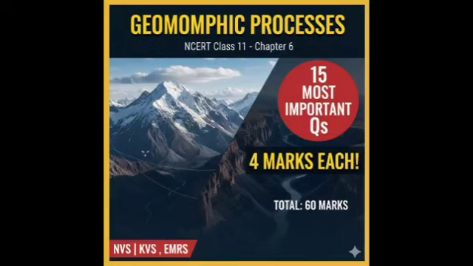Next is the carbonation process. Rainwater plus carbon dioxide forms carbonic acid, or H2CO3. This acid dissolves rocks rich in limestone or calcium carbonate. As a result, it creates soluble compounds that are washed away. For example, formation of karst caves.